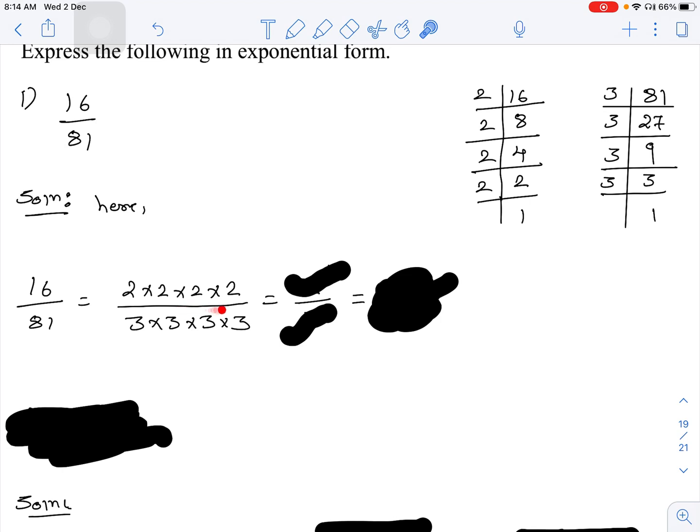Now 2 is multiplying 4 times, so in exponential form we can write it as 2 raised to 4, and 3 is multiplying 4 times, so in exponential form we can write it as 3 raised to 4. Since the numerator and denominator have the same power, that is 4, we can write that power only one time and the base in this form. So what you get is the power 4 written only one time and the base 2 upon 3. Here we have written this number in exponential form. We can reduce it to the lowest form if possible. Now 2 upon 3 itself is in lowest form.